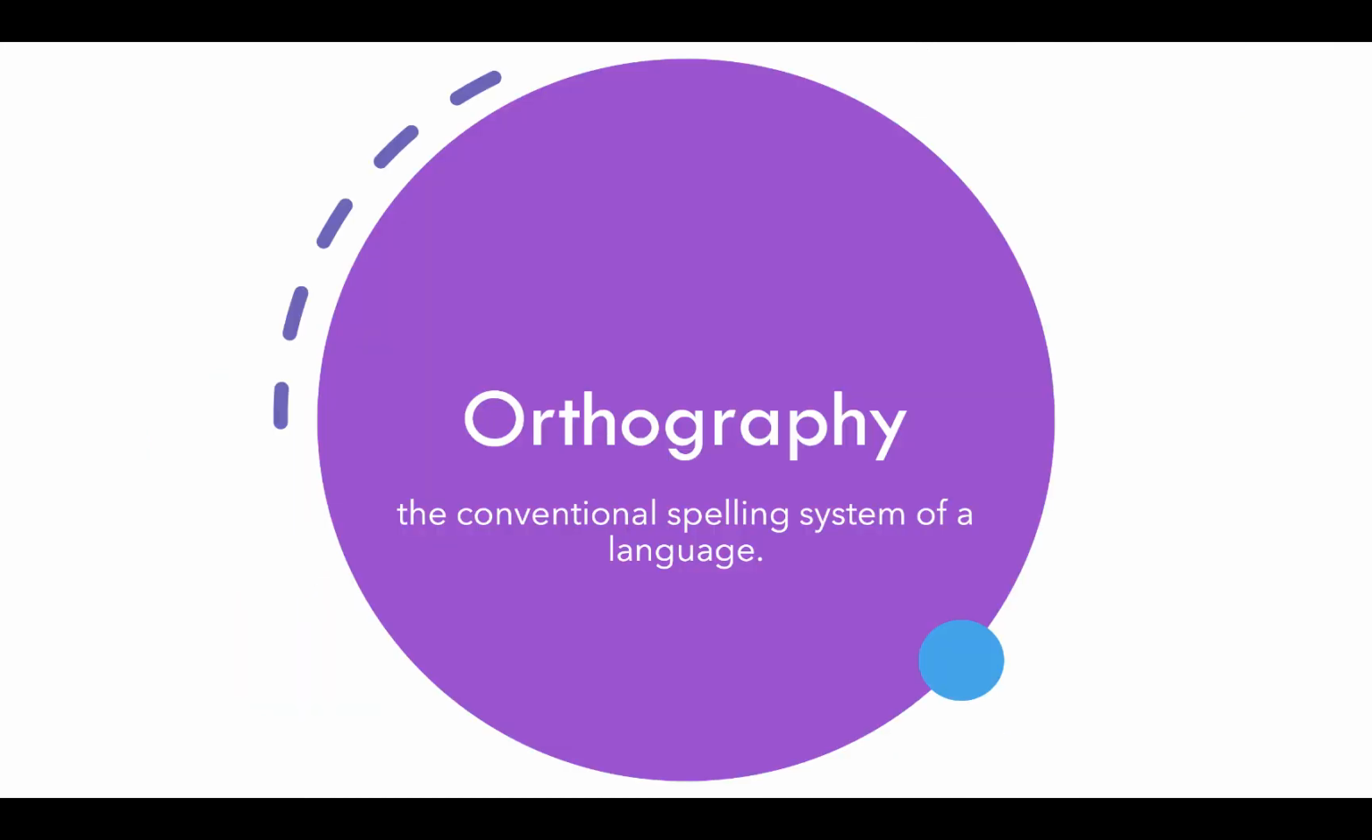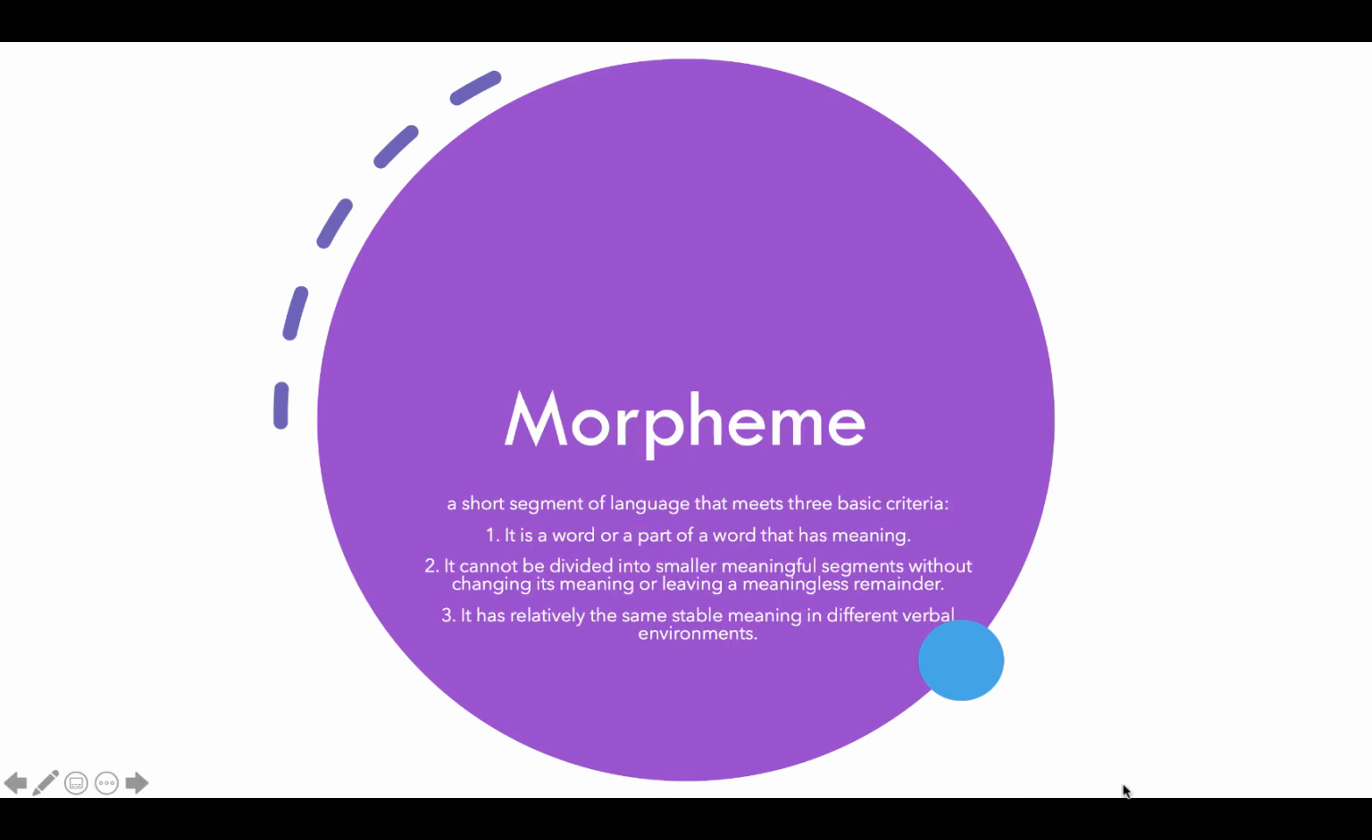An important key term you'll need to know the definition of for spelling and word study is orthography, which is the conventional spelling system of a language. Another key term you'll need to know is morpheme. A morpheme is a short segment of language that meets three basic criteria. It's a word or part of a word that has meaning. It cannot be divided into smaller, meaningful segments without changing its meaning or leaving a meaningless remainder. It has relatively the same stable meaning in different verbal environments.